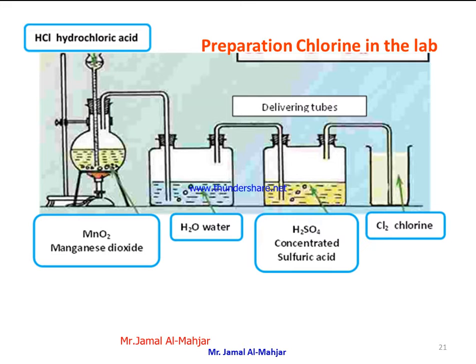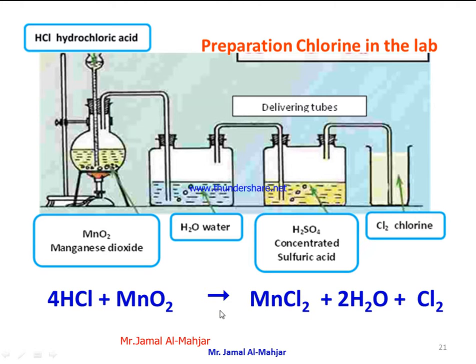But now chlorine carries some drops of water. That's why it is passed again through concentrated sulfuric acid to absorb the drops of water and make it dry. Then the pure, dry chlorine is received in this container.